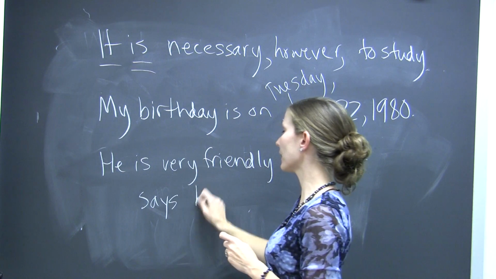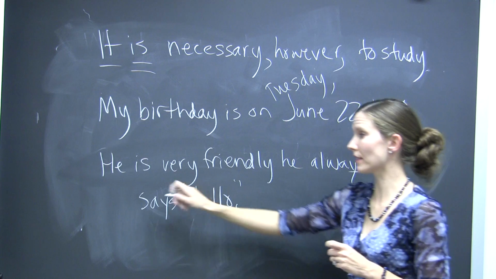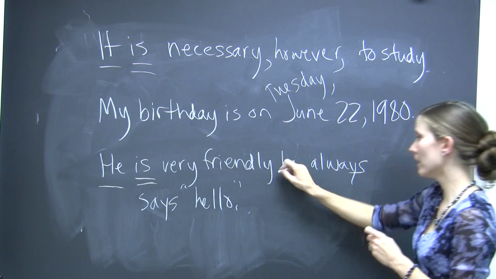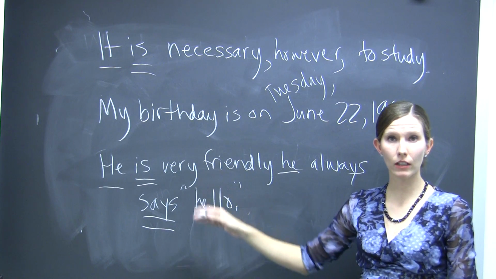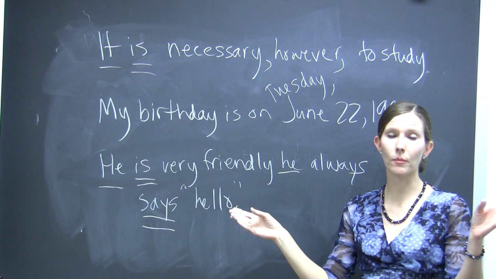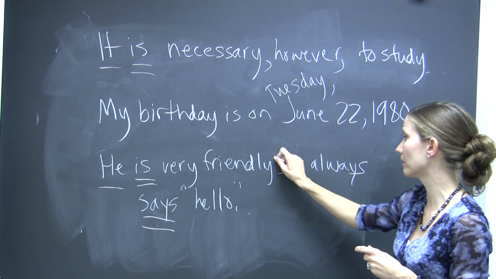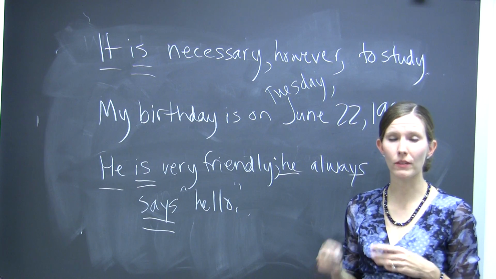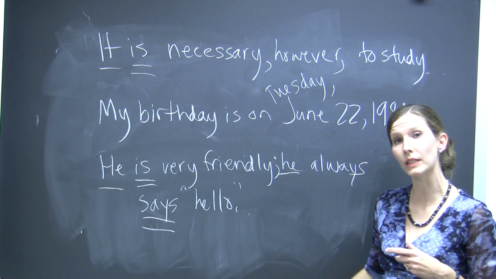he is very friendly. He always says hello. I've got subject, verb, subject, verb. If I have 2 independent clauses, 2 complete sentences, the punctuation that joins those 2 independent clauses together is a semicolon. So it would go right there. We've talked about this previously. That's one reason you would use a semicolon to join 2 complete sentences.